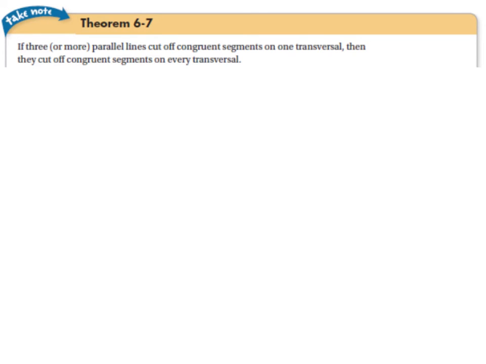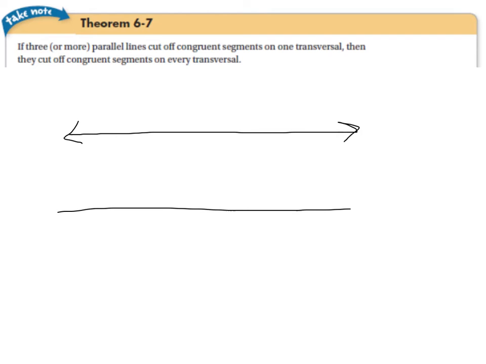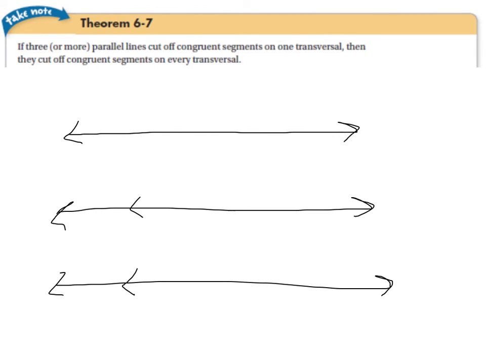So here I have another theorem. So if 3 or more parallel lines, so if at first you draw 3 or more parallel lines, here they are. We'll say that all of these 3 lines are parallel. Lines cut off congruent segments on one transversal. So let's say I have one transversal here.